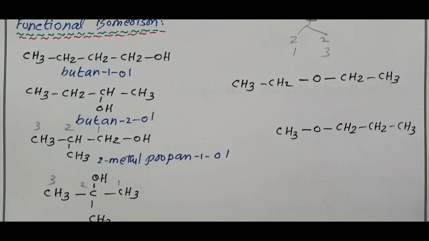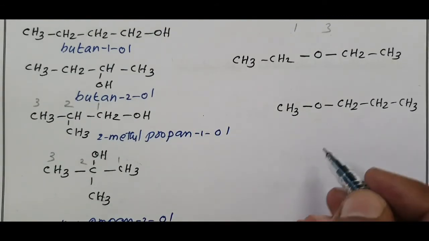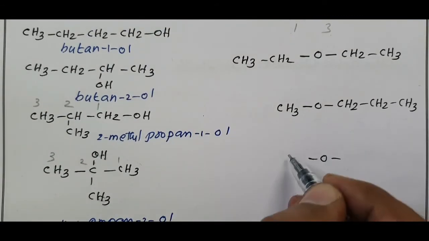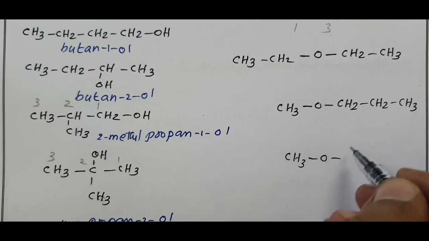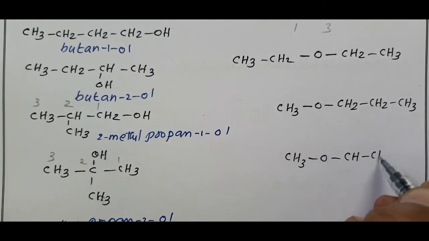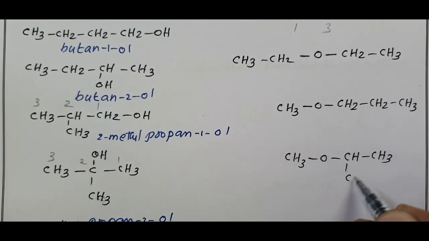And under 1,3 we have one more compound. Functional group of ether is O. 1 means methyl, 3 means CH, CH3, CH3, the isopropyl group. Now I write the IUPAC name of this compound.